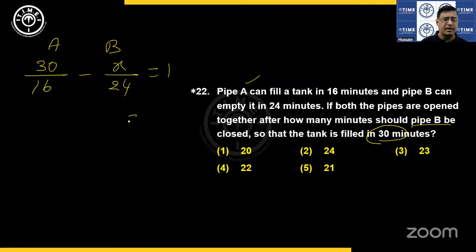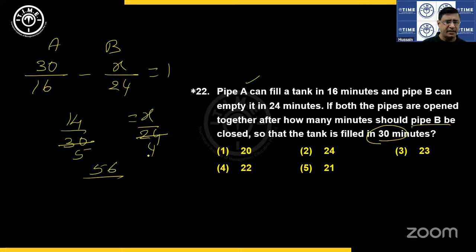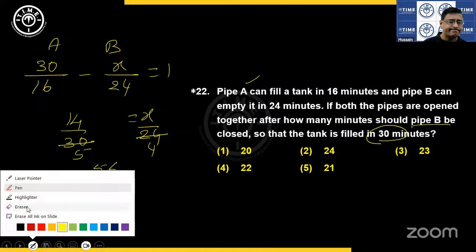Solving this, X/24 is equal to 14/30. By taking X/24 on the right side and one on the other side, simplify. Am I right? Now what next? 4 into 14, that is 50. 6 by, sorry. Small correction here.